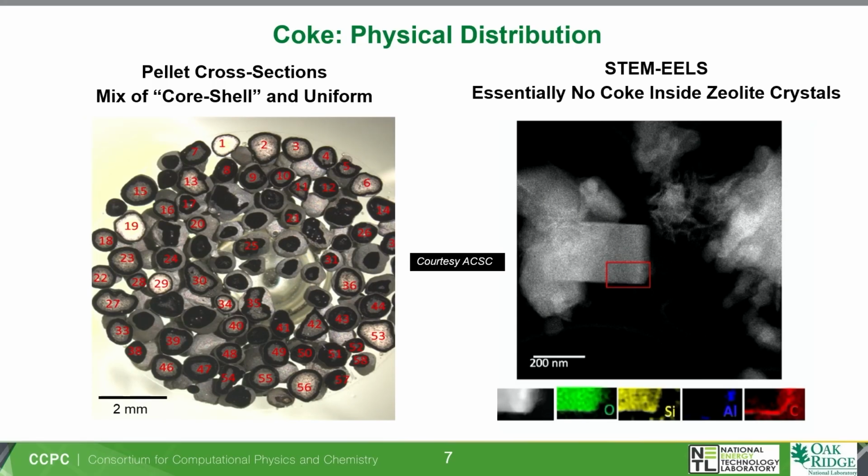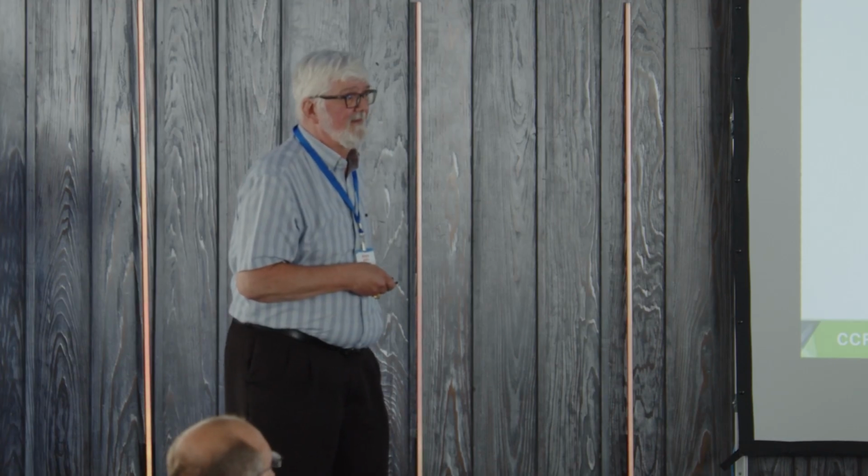Physical distribution of the coke. This was an interesting one. Here you're looking at cross sections of these coke catalyst pellets, and you see some of them are very clear core shell. Some of them look like they're not, but look at this. We've basically just sectioned through the upper portion of these pellets, so you probably missed the core. So we said probably these things are essentially all a core shell carbon deposition.